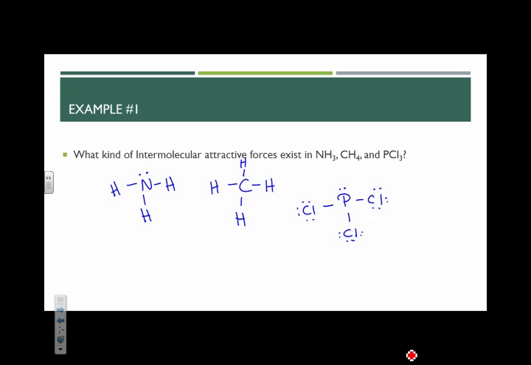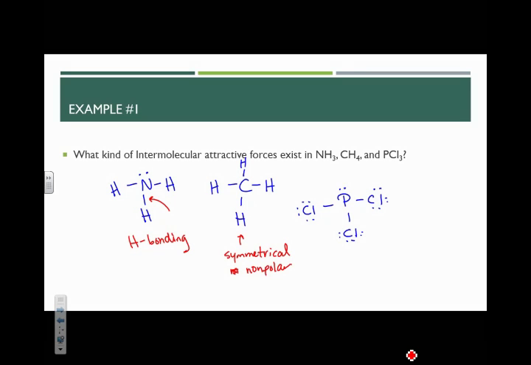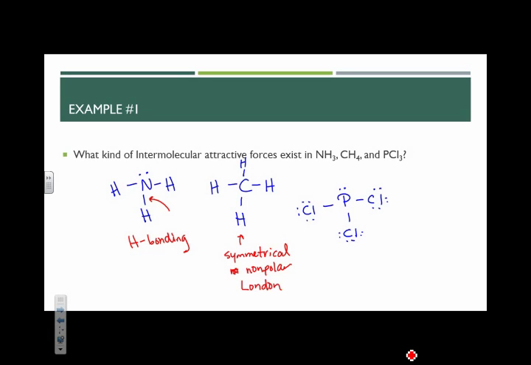And what I notice is that in this molecule, I have NH bonds. So therefore, I definitely have hydrogen bonding intermolecular attractive forces. Neither of the other molecules have an NH, OH, or FH bond, so I know that they don't have hydrogen bonding. I notice that CH4 is symmetrical and therefore nonpolar, and so its only intermolecular attractive force will be London. PCl3 is not symmetrical. It's a trigonal pyramidal. We know that that's a polar molecule. It does not have NH, OH, or FH bonds, so therefore it is a dipole-dipole intermolecular attractive force.